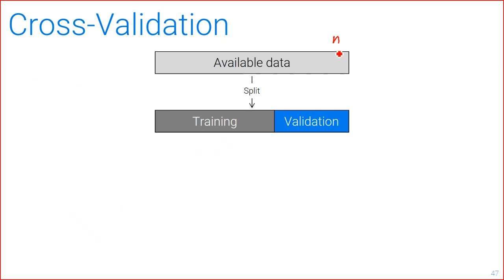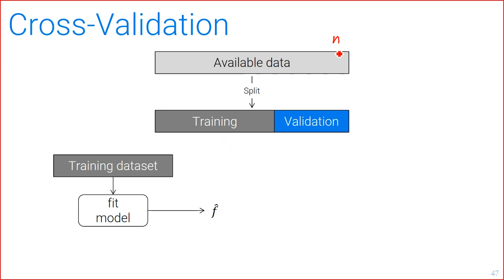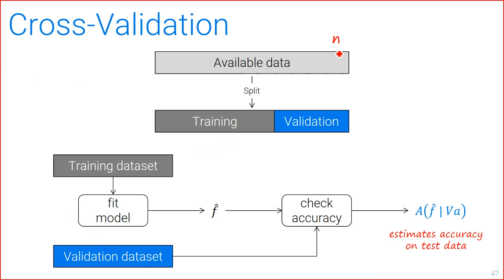So let me give you more intuition about it. Let's say this is all the available data we have, all N observations. What we do is split it randomly in two parts. One we're going to call training, the other one is going to be called validation. We use the training set to fit the model, and then we use the validation set to check the accuracy of the model. So we are computing the accuracy of the model on the validation set. This is going to be used as an estimate of the accuracy on the test data.